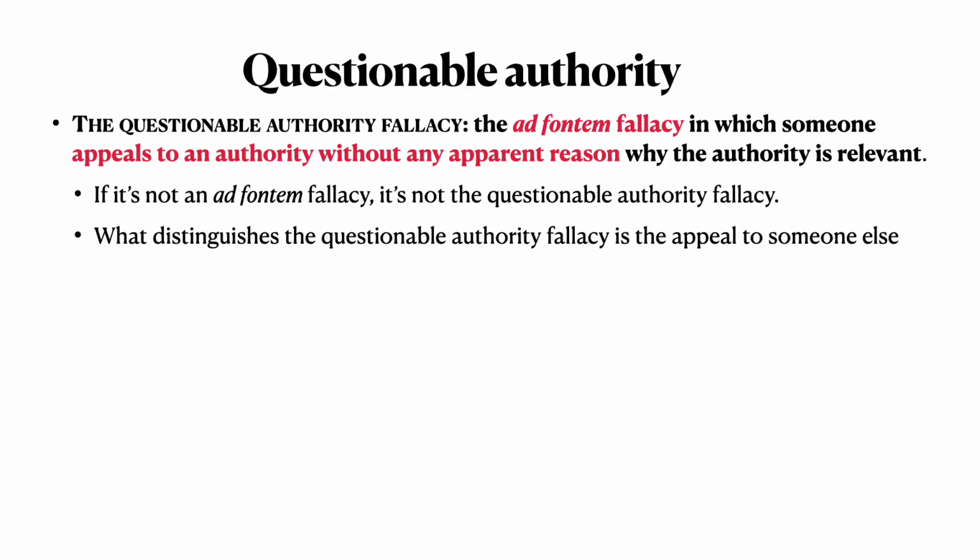So we have to have a relevance problem and a problem with the source before we have the questionable authority fallacy. But what distinguishes this one from the other ad fontem fallacies is that it's the appeal to someone else, the appeal to some person who's not a party to the argument, in order to say, you should believe my proposition because of what this other person says. Now, what makes this one tricky is that we actually do need appeals to authority.